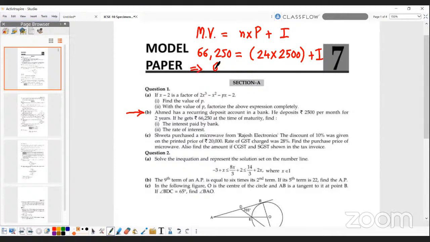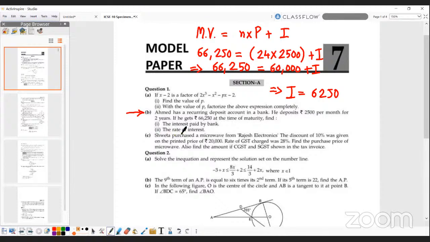So that will give you 66,250. And what is 24 into 2,500? Will be 60,000, right? Plus I. So after moving this 60,000 to the left hand side, you will get the interest as 6250. This is the answer for the first part.